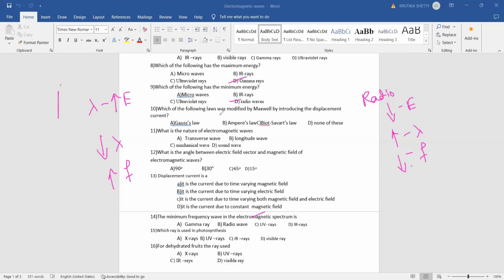Which of the following laws was modified by Maxwell by introducing the displacement current? Already you know it is Ampere's law. So question number 10, option B is the correct answer, students. What is the nature of the electromagnetic wave? Yesterday we discussed this. It is transverse in nature. That is option A, the correct answer.